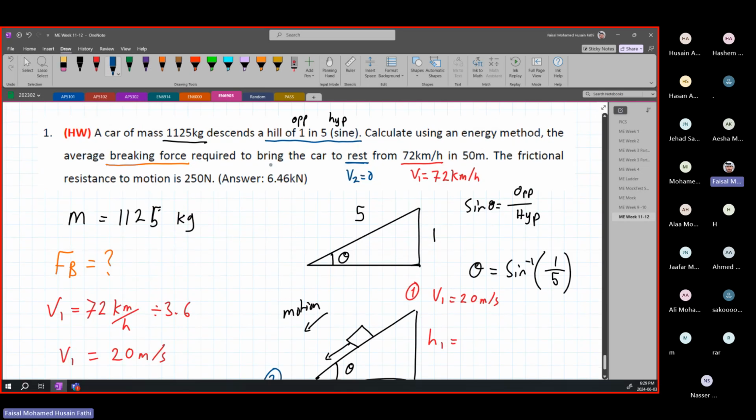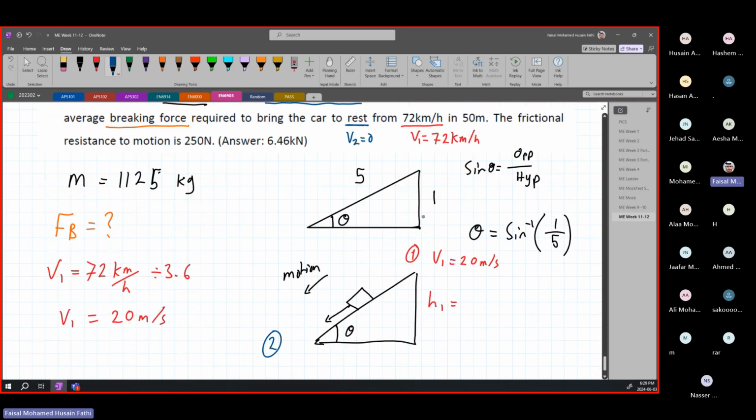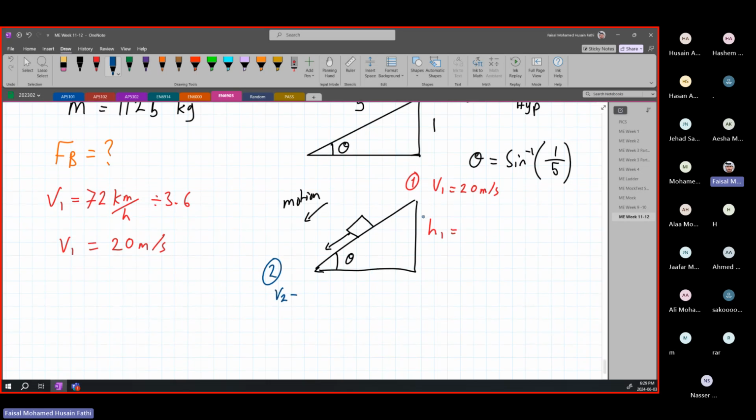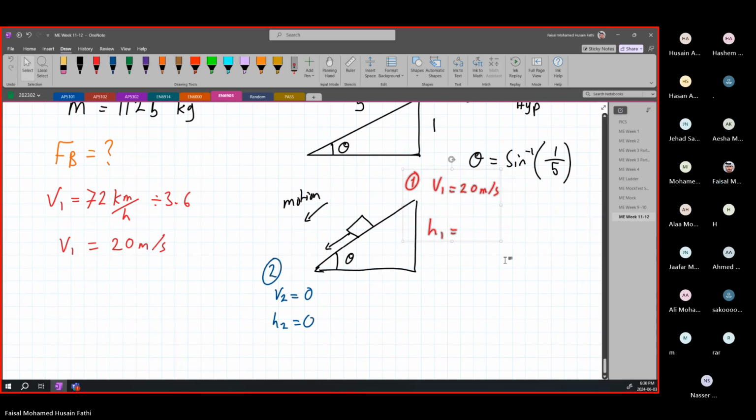The average braking force required to bring the car to rest at V2. So here V2 is equal to 0, and our height is also equal to 0 in this case. So H2 is also equal to 0. All right. So phase 1 is our only phase where we have a velocity and a height. But how can we find this height?